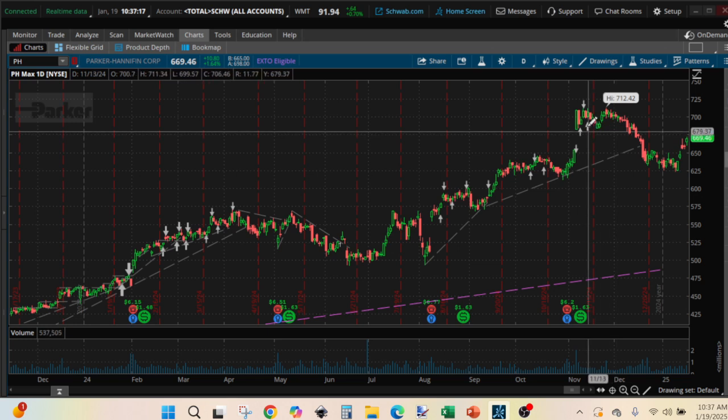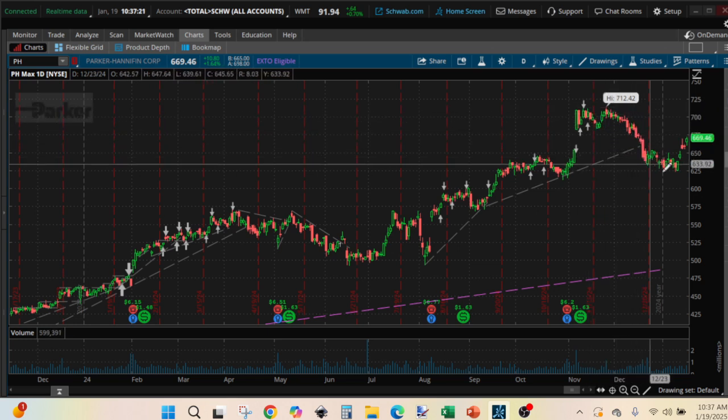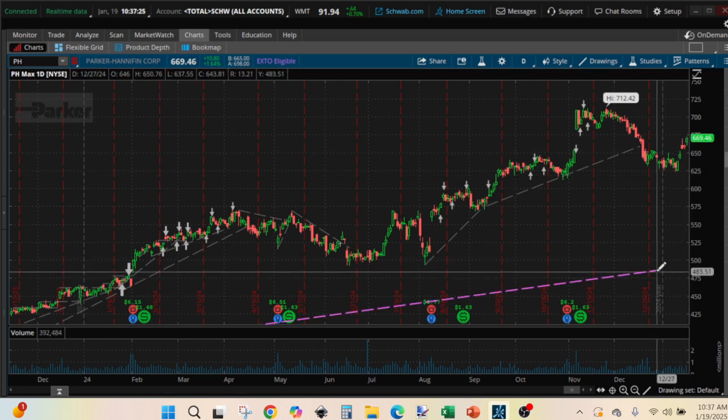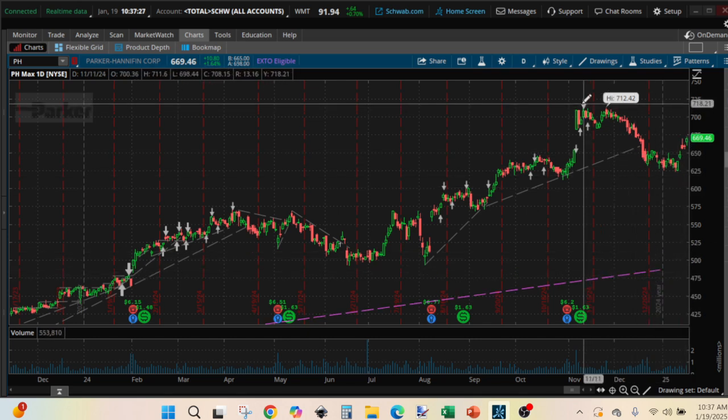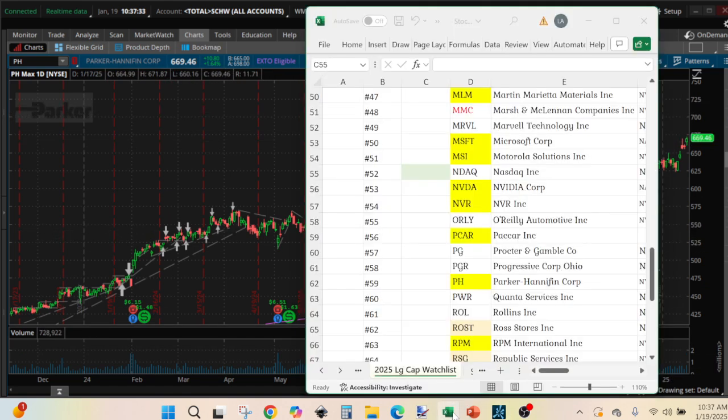We purchased PH there. It reached a new high, and that trend line ended and it went down. But it's still far from the trend line we like to buy in next, and it's not high enough for us to have profit in it yet. So it is in the portfolio. The next one is PWR.